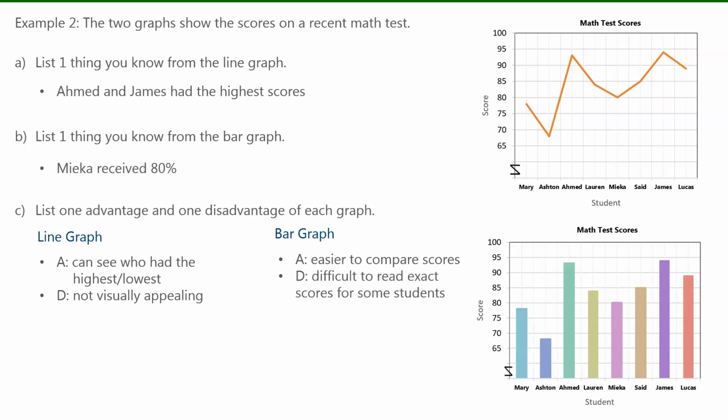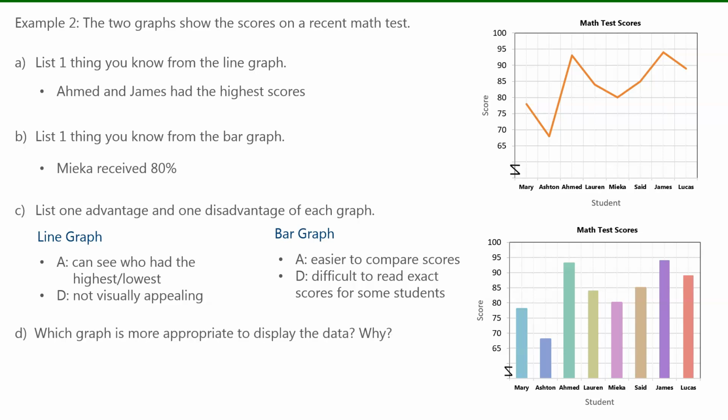A disadvantage, though, is that it's difficult to read the exact scores for some students in this case. So again, looking at the scale and looking where the bars fall, it is kind of difficult to read the exact scores for some students. So like Mary, I don't know if Mary had 77 or 78 and so on. Unless they fall exactly on the line on the grid, it may be difficult to determine what the score was.